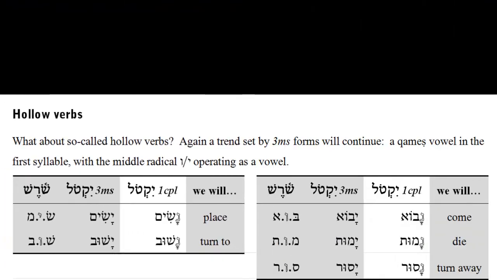When we come to hollow verbs, we find that the spelling will again remind us of the spelling that we're already accustomed to with the third masculine singular of these hollow verbs, namely a qamets in the prefix syllable. Navo, namut, nasur, nasim, nashuv.